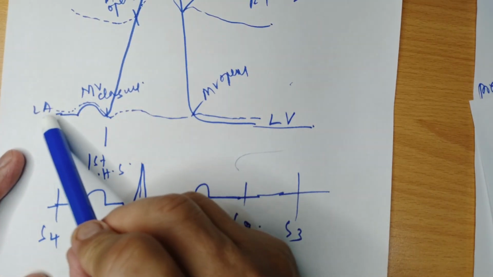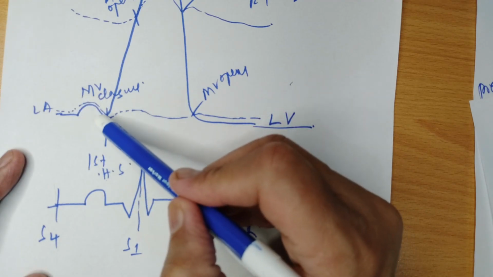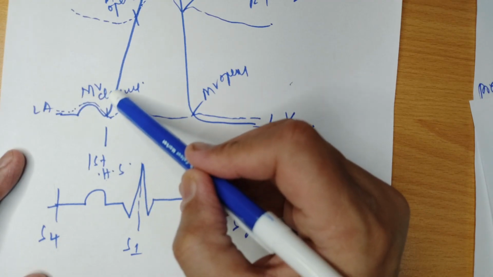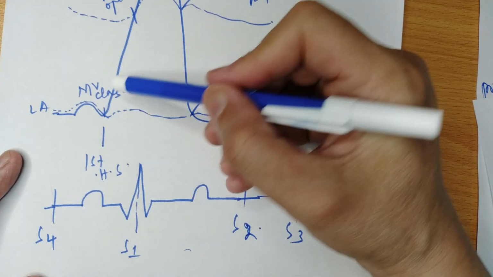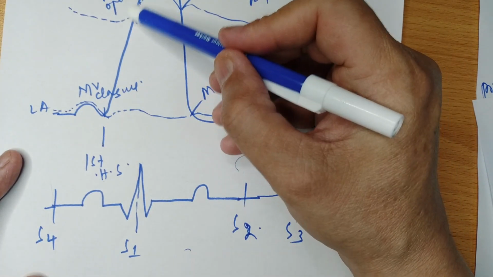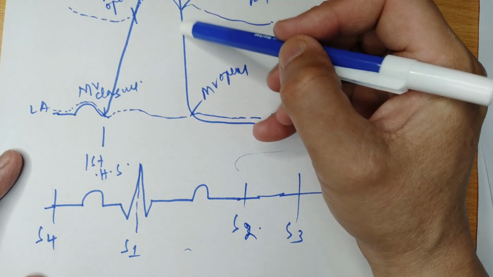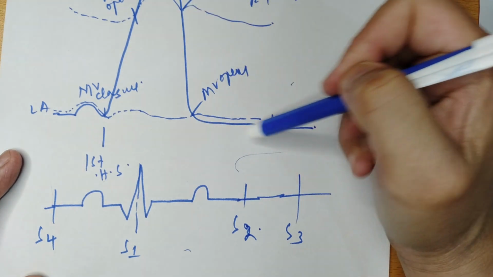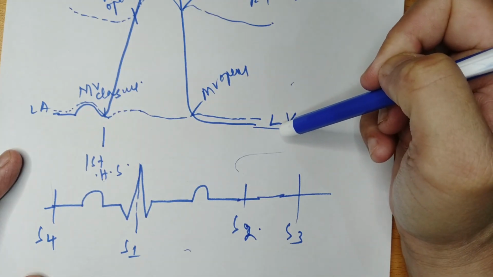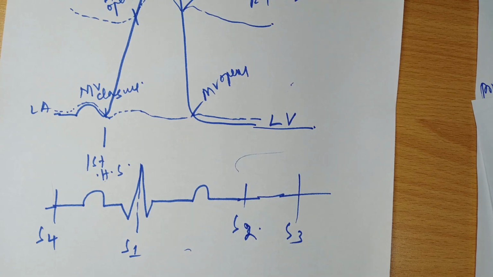Here you can see left atrial pressure increases, and when the ventricular pressure increases more than the left atrial pressure, the mitral valve closes, and it continues to increase. When it exceeds the aortic pressure, the aortic valve opens, and when it falls below the aortic pressure, the aortic valve closes, and when it again falls below the left atrial pressure, the mitral valve opens again. So these are the few important changes in the cardiac cycle.